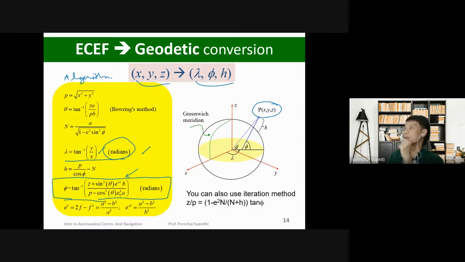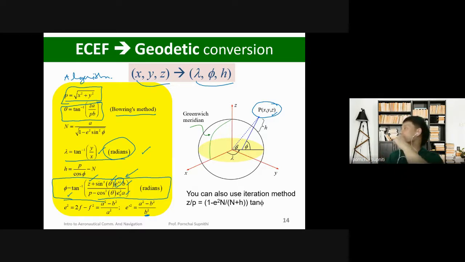Latitude is computed using knowledge from z here and theta. This is from the Bowring method. There are different methods, which is based on Z, A, P, and B. P is the range computed from X and Y, and multiply here with B, A, and also E prime square. E prime square is similar to E, but is divided by b square instead. So here this is the latitude.